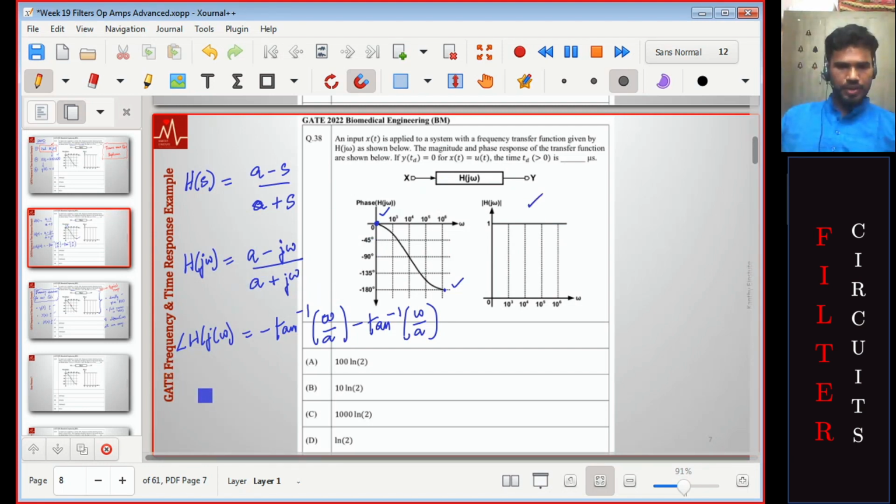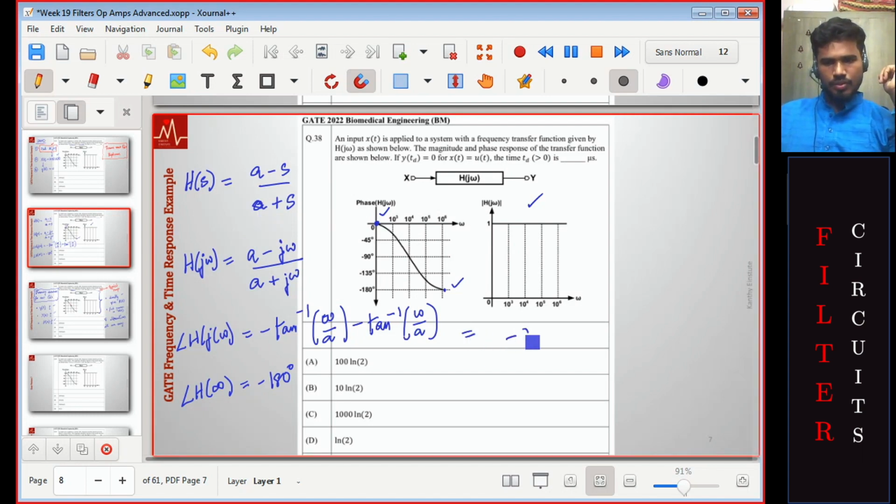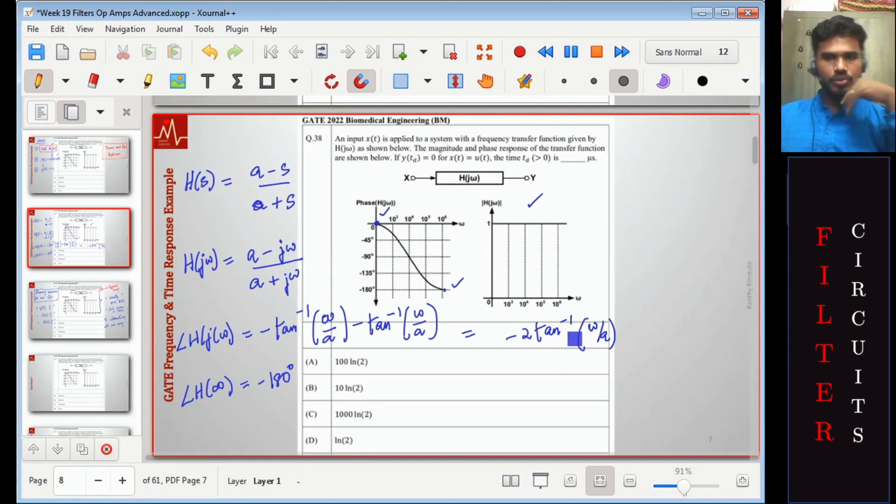This makes sense. Notice H at infinity is minus 180 degrees. We can very quickly check that. This is our H of s. What is a? So this is minus 2 tan inverse omega by a. Now this is a parameter that is unknown that we have to find. Again, we have to use the information given here.